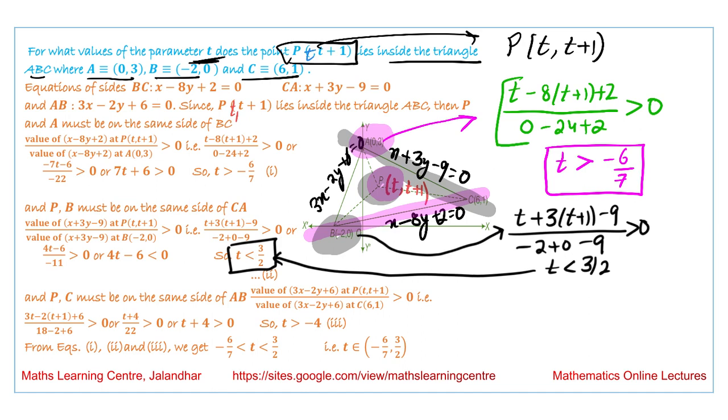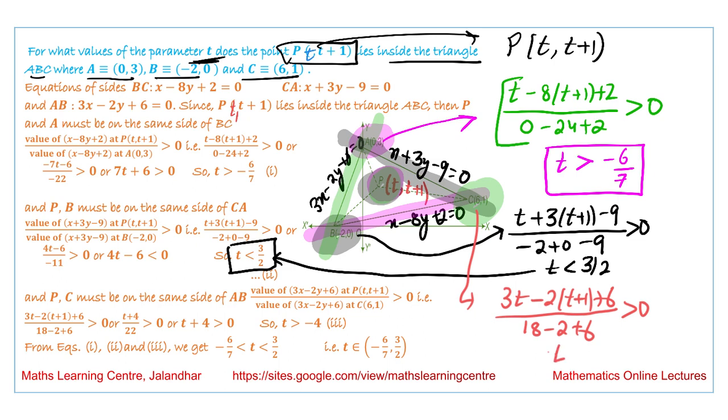And similarly for the third side, we are talking about this third side. Corresponding to this side, the points P and C must lie on the same side. By solving this, we obtain the equation in the form (3t - 2)(t + 1) + 6 divided by (18 - 2 + 6) should be greater than 0. On solving this, we get t is greater than -4.